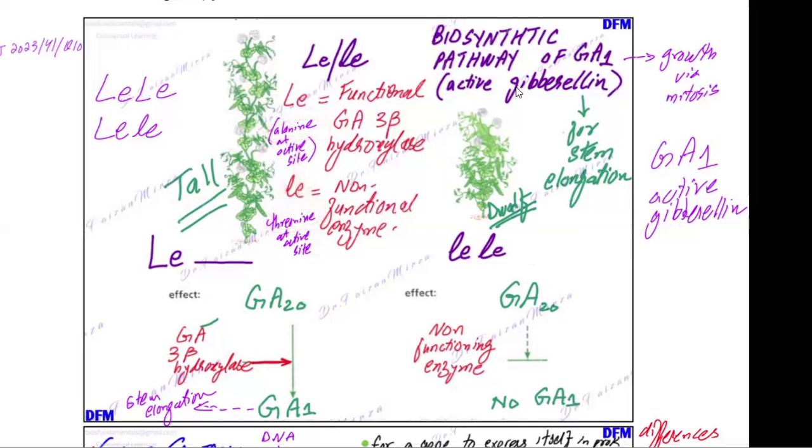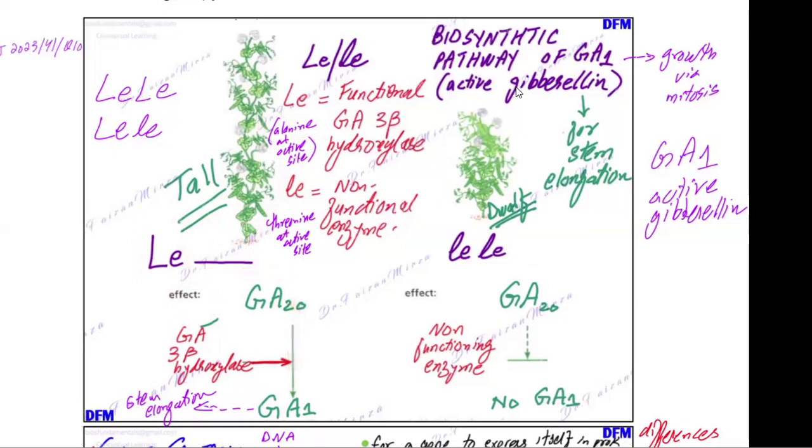Now, since we are discussing this at the genetic level, what is the genotype here? The genotype is capital LE, capital LE or capital LE, small le. At least a single dominant allele of LE is required for this working enzyme to be there. So if a plant has capital LE dash, this could be capital LE capital LE, or capital LE with a small le. Both cases will have at least one dominant LE allele. This allele produces the enzyme having alanine at the active site. This produces the enzyme GA3 beta hydroxylase, which allows GA20 to be converted to GA1.